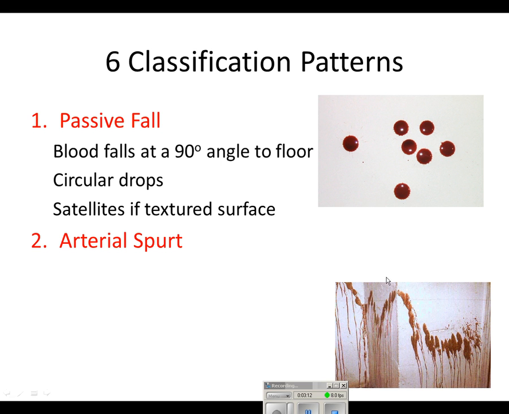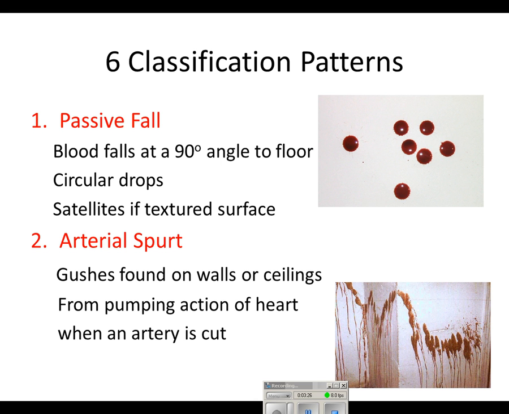An arterial spurt, something you would see in a horror film, happens when blood gushes from an artery and hits the walls or ceilings, depending on the angle the victim is at, and it causes these spurts. You see a big blob, then a little bit, and then a big blob. It's because the heart is pumping, and as it pushes, blood spurts out of the artery.